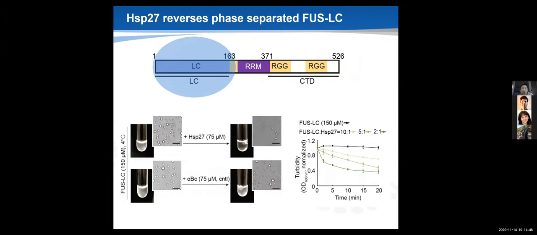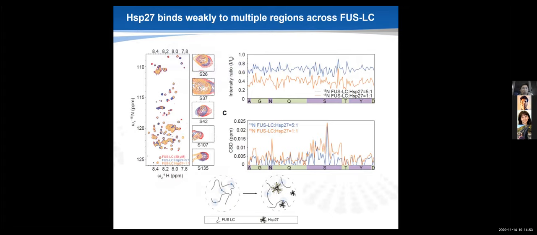This is the control showing no effect, the other small heat shock proteins. And next, we want to know how HSP27 recognizes FUS RC, whether it recognizes a specific residue or particular regions of FUS RC. So we did an NMR titration experiment.